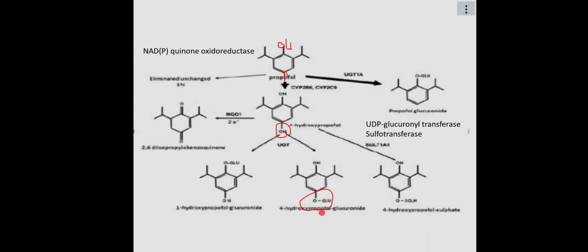Then the difference between this one and this one. So that is OH, 4-hydro. I think they are the same, and the structure is the same. OH there, O glucuronide. Oh, this is the sulfate, sorry. So it can undergo O glucuronic conjugation or the sulfate conjugation.